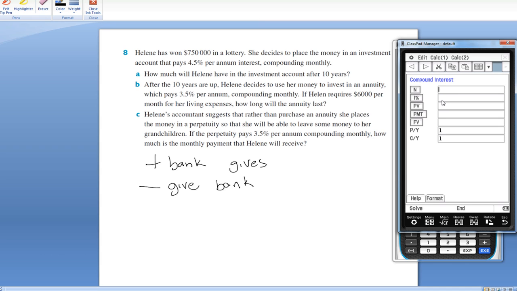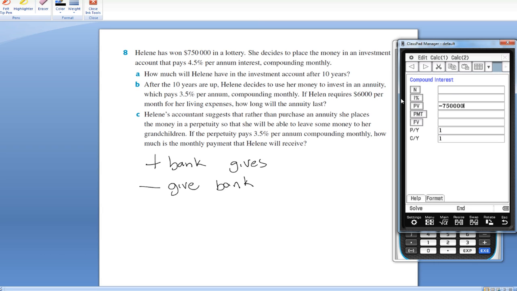Helene has won $750,000 in a lottery. She decides to place the money in an investment account. So because she's placing the money in an investment account, she's giving that money to the bank. So we're going to list that as negative. Okay, and that's the present value. So at the moment she's got $750,000.